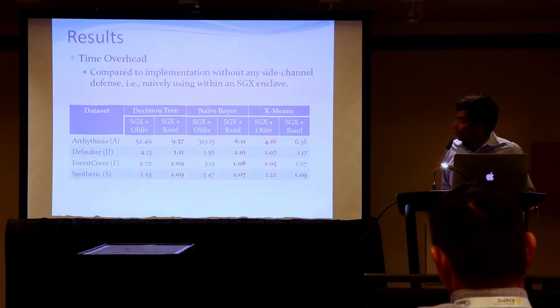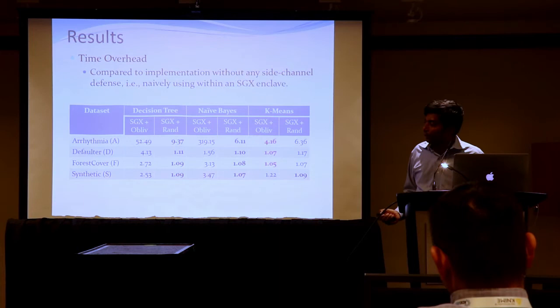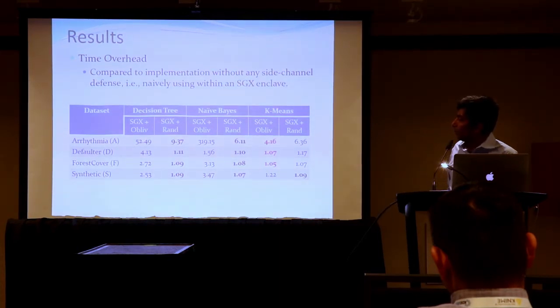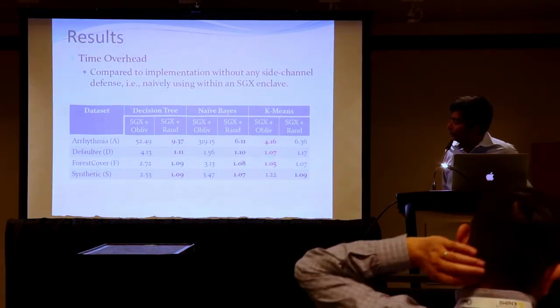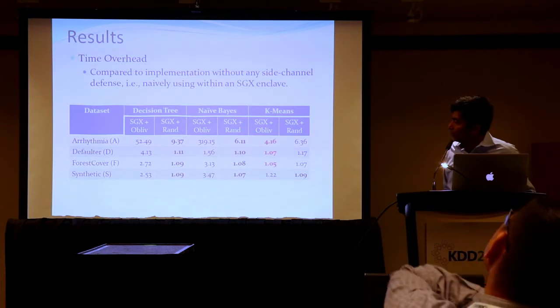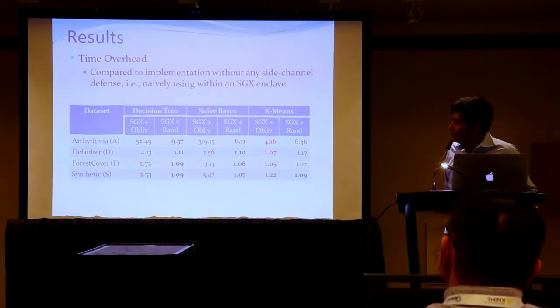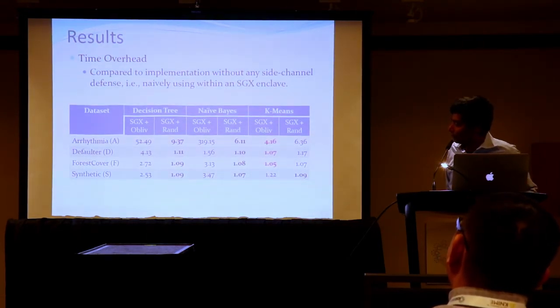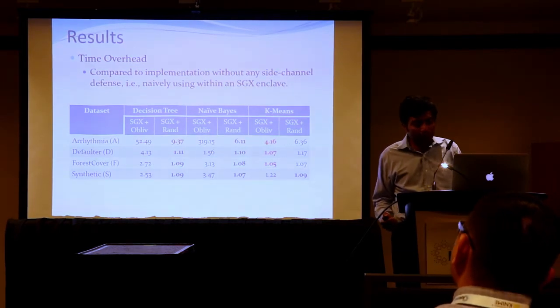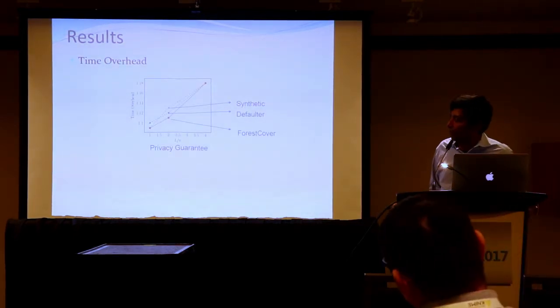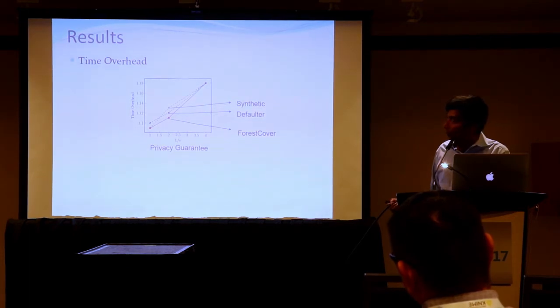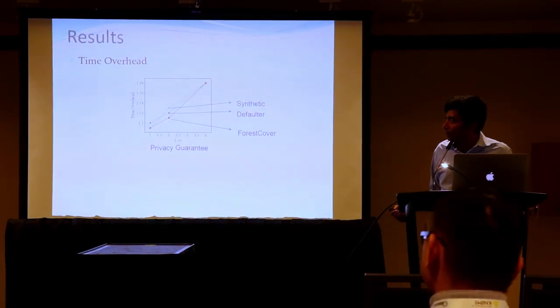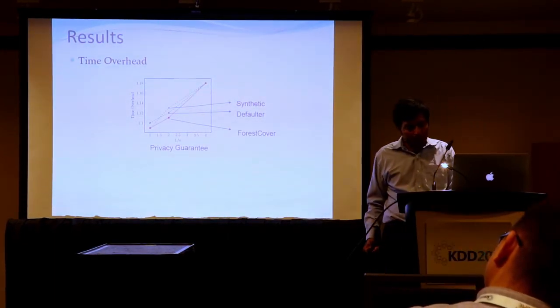And then for k-means, the result is a little bit of a counter. You can see that for the k-means case, the results are very similar. The reason is that in k-means there is no training and testing here, and for the membership determination we just avoid the dummy data, so that's why the result is similar. And if you want better privacy, the time overhead will also increase significantly, but if you use less privacy, the overhead will be reasonable.